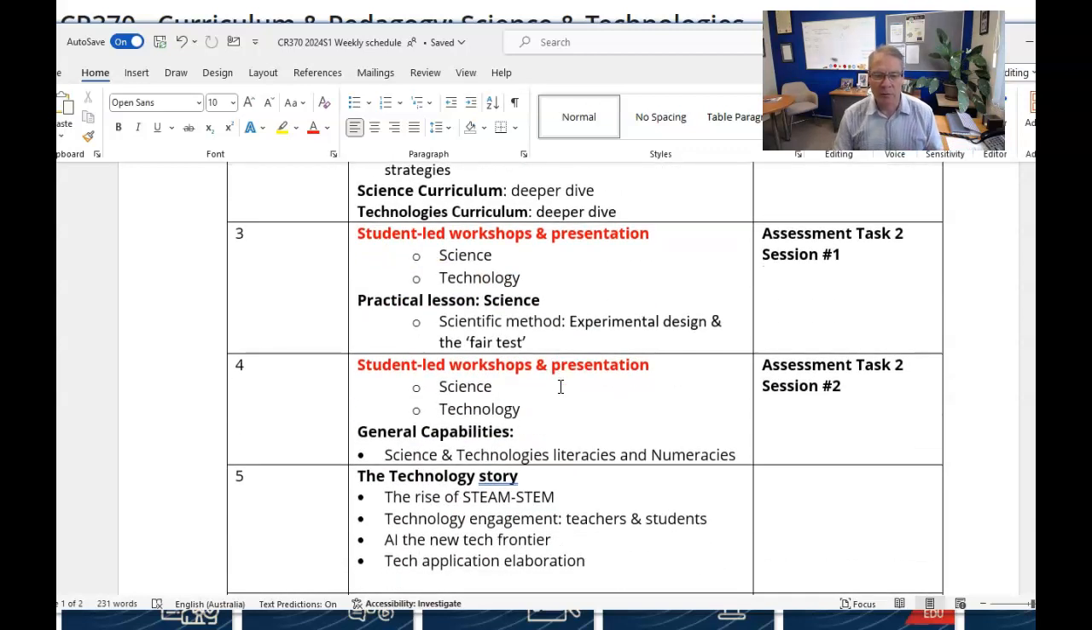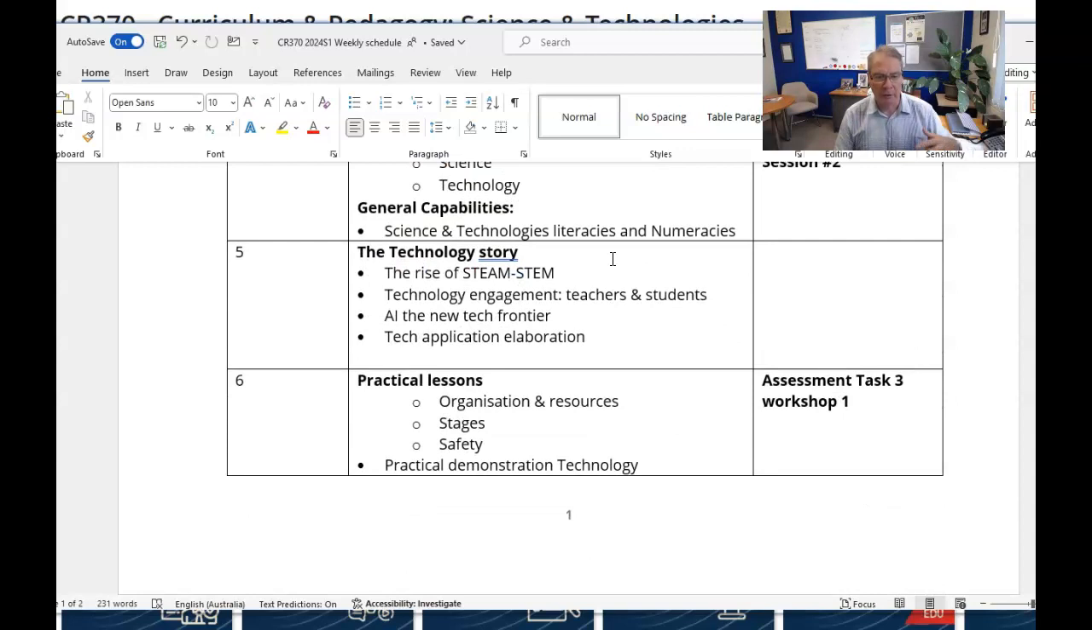Looking at the pedagogies, weeks 3 and 4 are actually student-led. So as we look at the assessment, you'll have to deliver an illustrative practice of a practical lesson, whether that's in the science or the technology context, and you'll do that across weeks 3 and 4.